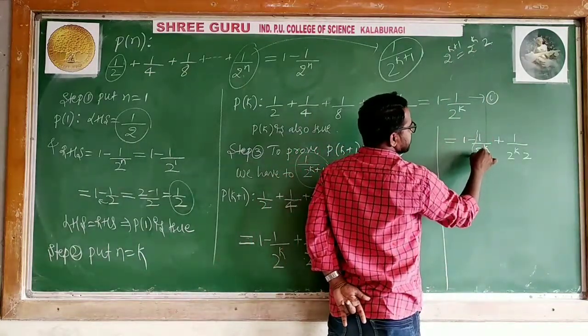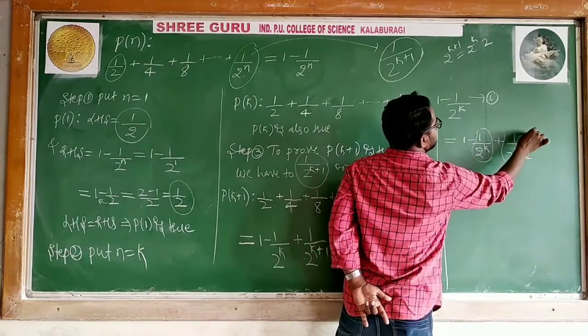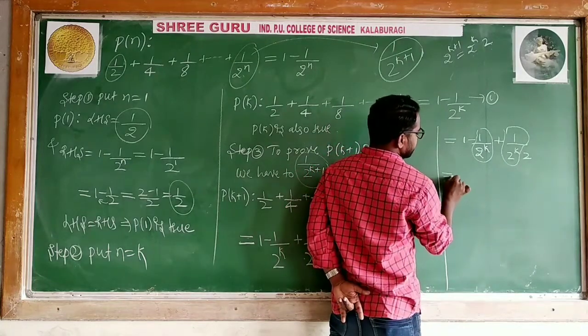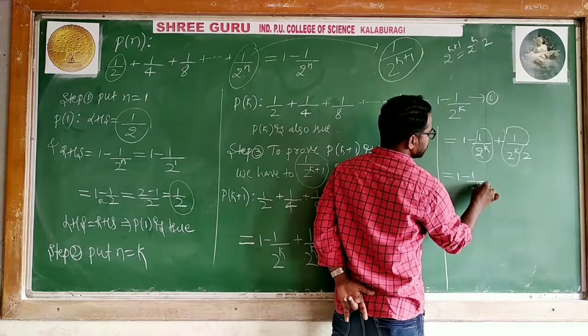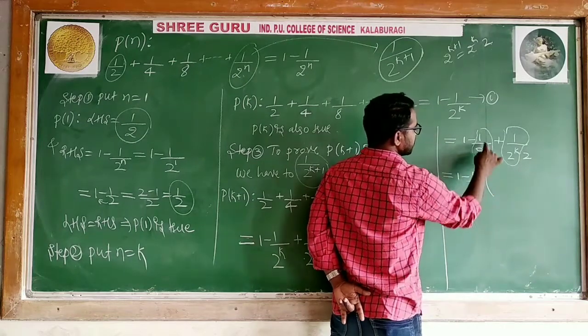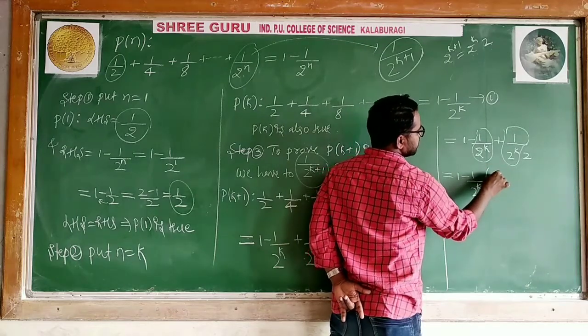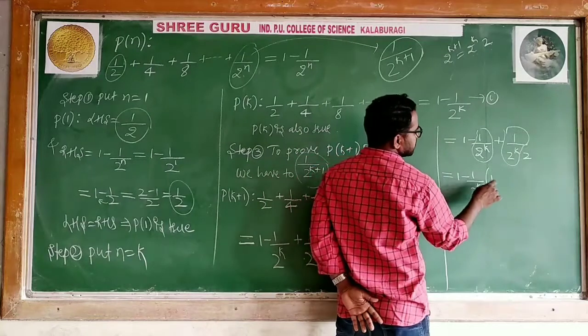Means this C, 1 divided by 2 to the power k, 1 divided by 2 to the power k common. When you are taking common, minus 1 minus, what are you taking common? 1 divided by 2 to the power k. When you are taking 1 divided by 2 to the power k common out of this, what remains here? 1. If nothing is there, then 1 remains. Multiply, and again the same comes, minus 1.